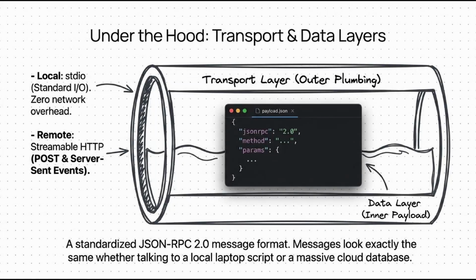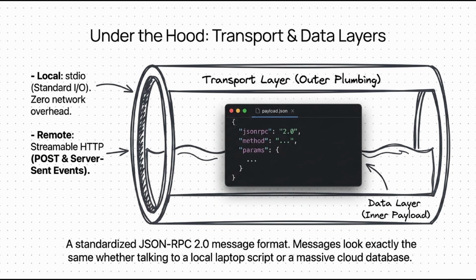Let's take a look under the hood at how these parts actually talk. MCP does this brilliant thing where it completely separates the plumbing from the payload. Conceptually, you can think of the transport layer as the outer plumbing. It manages the communication channels and the authentication.